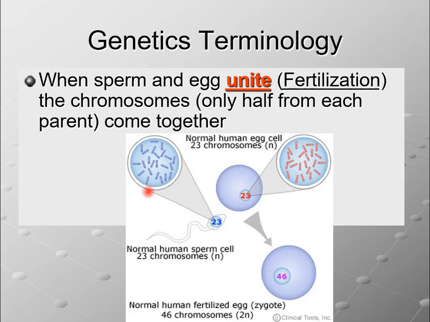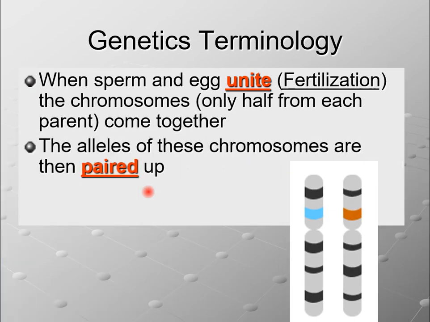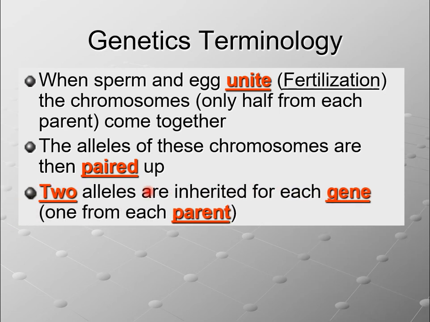Okay, when sperm and egg unite, which makes fertilization, the chromosomes come together, only half from each parent, يعني 50% from your father, 50% from your mother. The alleles of these chromosomes are then paired up, and two alleles are inherited for each gene, one from each parent.